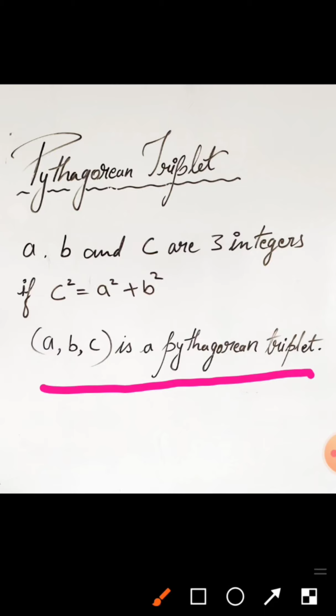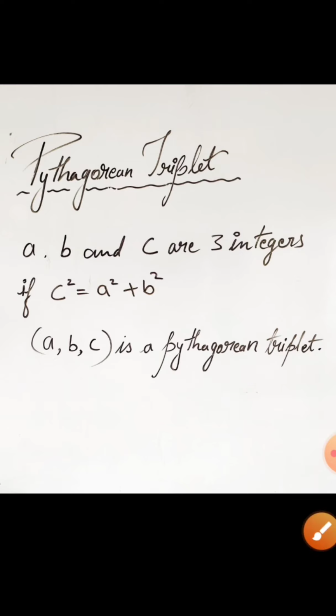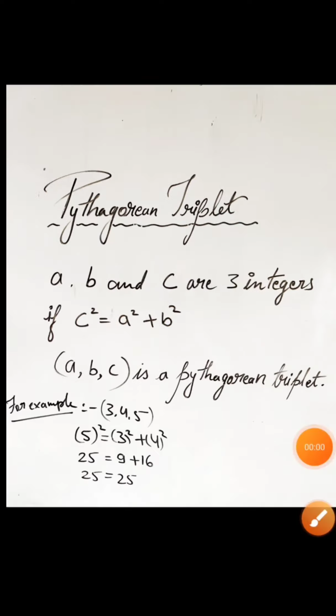C will be the largest one because C square is equal to A square plus B square. So if three positive integers are given, and the square of the biggest one is equal to the sum of squares of the remaining two integers, then we can say the three form a Pythagorean triplet.